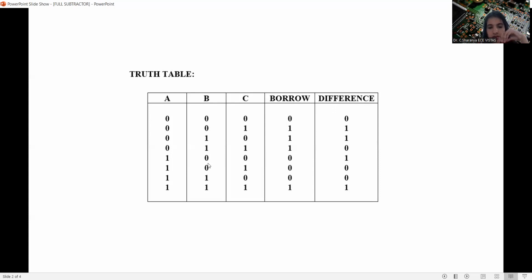1 minus 0 is 1. 1 minus 1 is 0. So we have a 0 in the difference part and there is no borrow, hence we have a 0. 1 minus 1 is 0 and 0 minus 0 is again 0. So 0 in the difference, no borrow and hence a 0 in the borrow. 1 minus 1 is 0. 0 minus 1 according to the binary subtraction rule, it is difference 1 and borrow 1. Okay, hence we have completed the truth table.